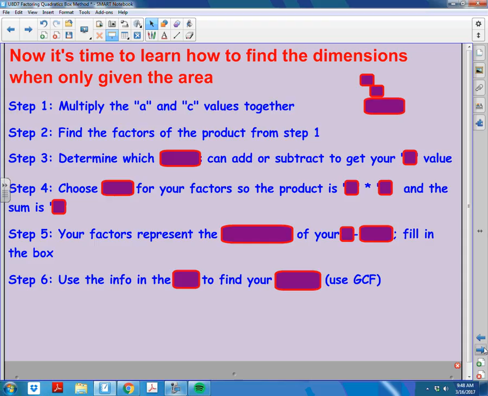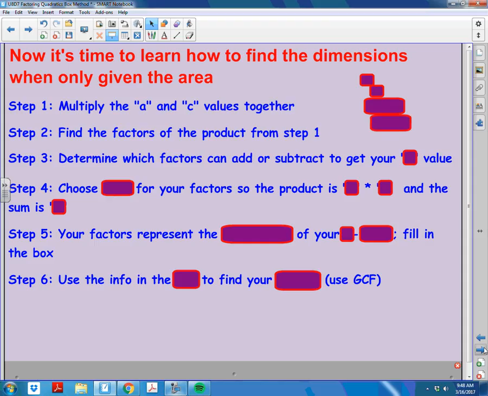You are going to find the factors of the product from step 1. Meaning once you multiply a times c, it's going to give you a product, a number. And you're going to factor that number. Now yesterday we learned how to factor using a calculator. How do we factor using a calculator? Y equals the number divided by x. And you are welcome to do that. In fact, I would recommend you do that.